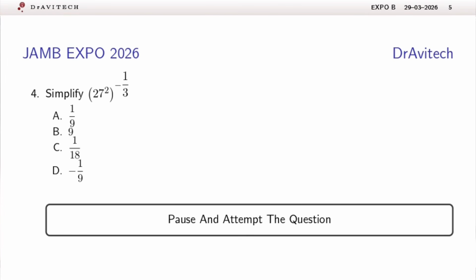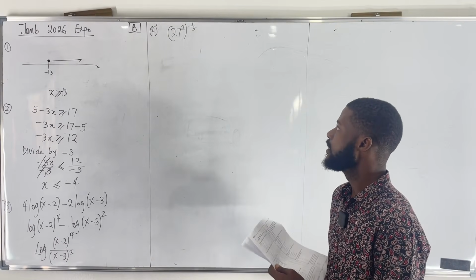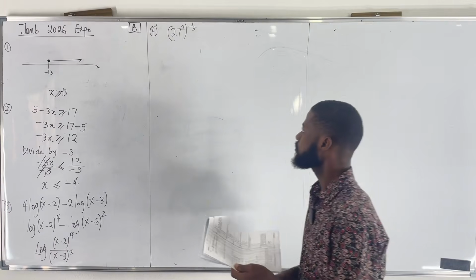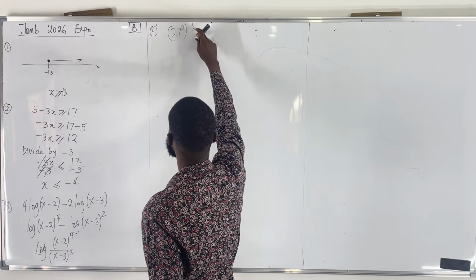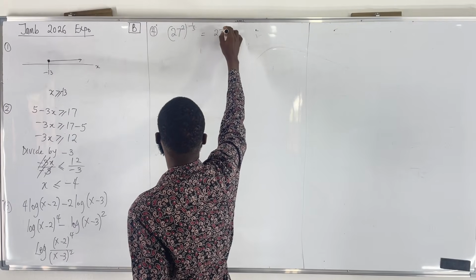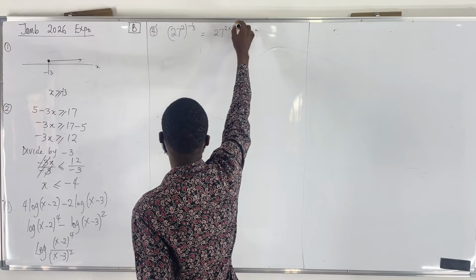So question 4 says we have 27 squared, and then to the power of minus 1 over 3. Okay, so this is what we have. Now what we're going to do here is kind of easy. First things first, this is 27 squared times minus 1 over 3.